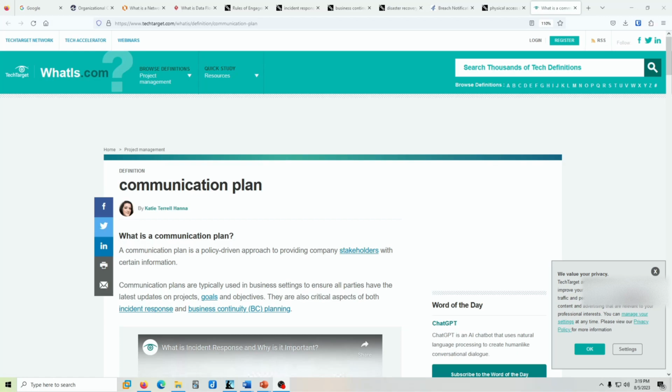Next item is communication plan. What is a communication plan? A communication plan is a policy-driven approach to providing company stakeholders with certain information. Communication plans are typically used in business settings to ensure all parties have the latest updates on projects, goals, and objectives. These are also critical aspects of both incident response and business continuity planning.